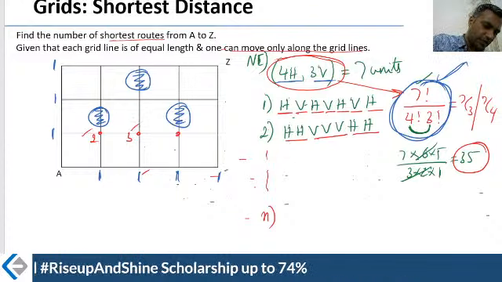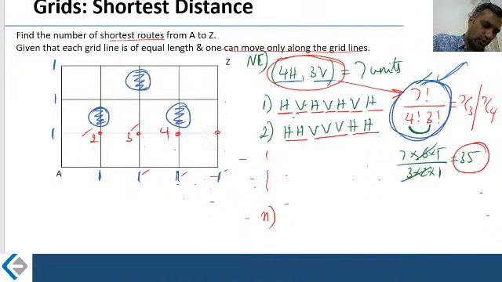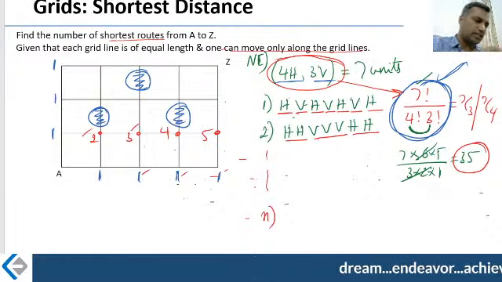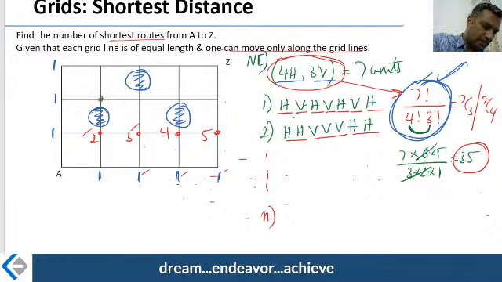How many ways this one? 3 plus 1, which becomes 4. What about this? 5 ways. So far, no problem. Now listen carefully, all of you. Now listen, how many ways can this be reached?